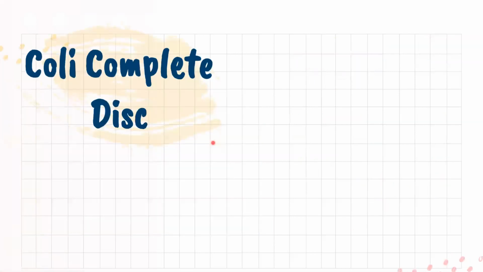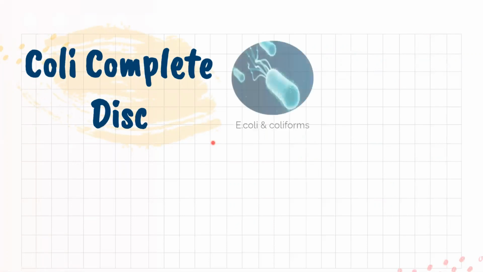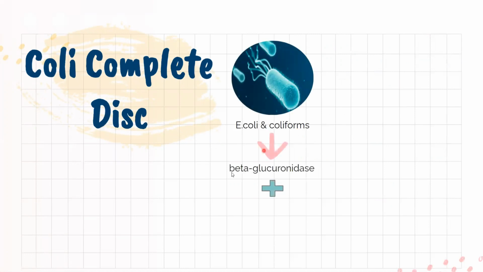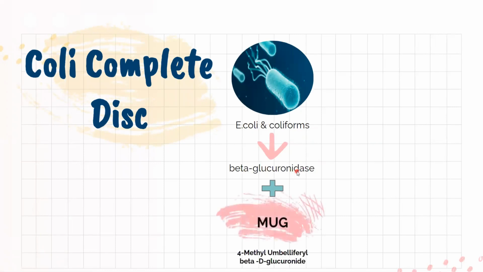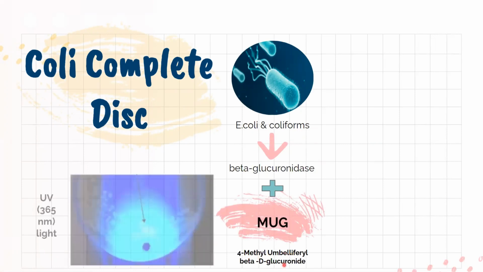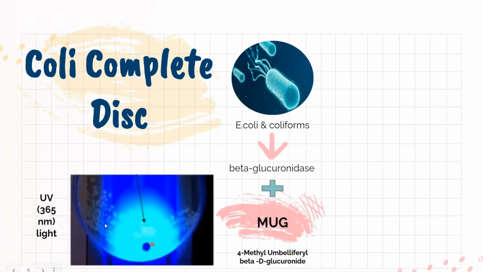Now is the time to differentiate. And how is this differentiation possible? By using this Coli Complete disc. Now the Coli Complete disc works on this principle. E. coli and the other coliforms produce this enzyme beta-glucuronidase. Now beta-glucuronidase reacts with MUG, that is 4-methylumbelliferyl beta-D-glucuronide, and produces this fluorescent compound that you can observe at 365 nanometer under UV light.